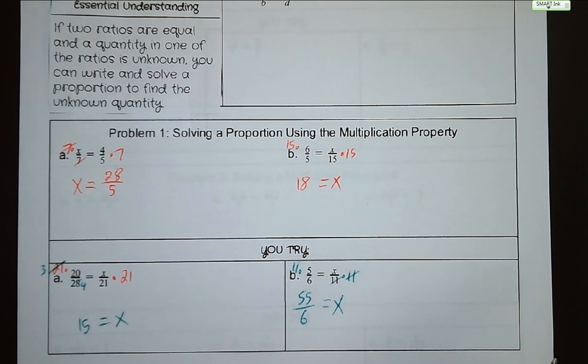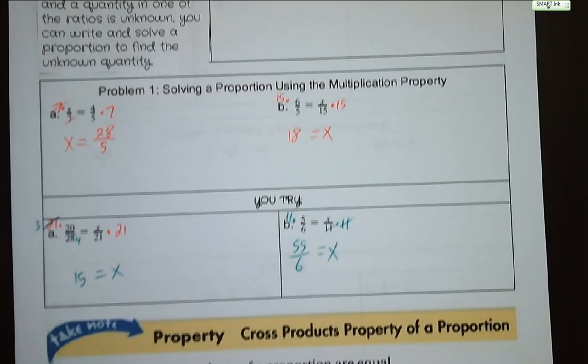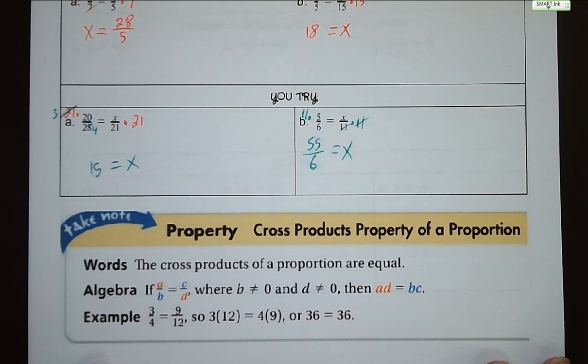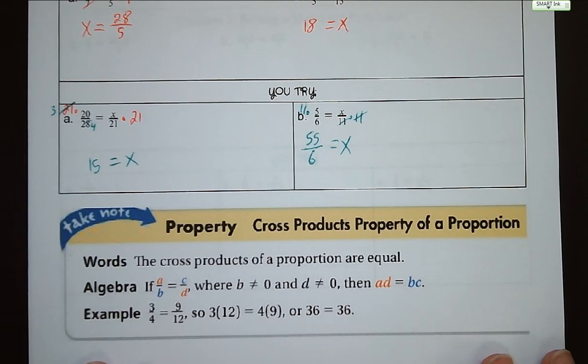Okay. All right. Our new property we're going to learn is the cross product property of a proportion. And what this states is that our cross products, cross multiplication, are going to be equal. So if A over B is equal to C over D, then A times D, this cross, is equal to B times C.